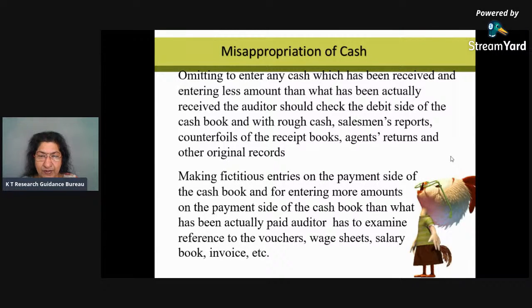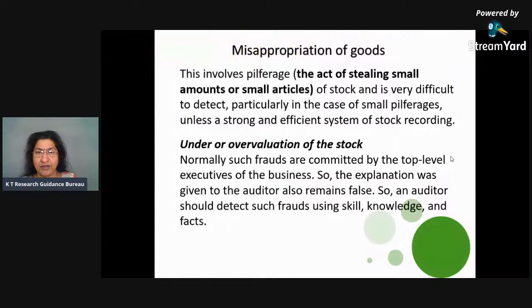And so far as the second one is concerned, means making fictitious entries on the payment side of the cash book and entering more amounts on the payment side of the cash book, for that the auditor has to examine reference to the vouchers, wage sheets, salary book, invoice, etc. Then he can find out whether they are mentioned rightly or not.